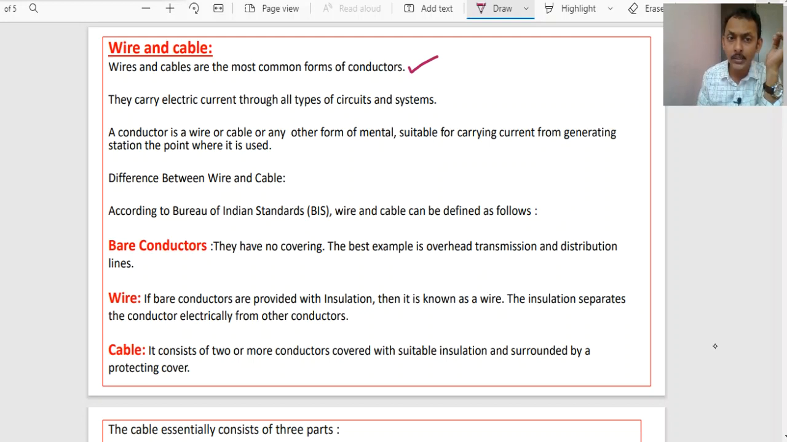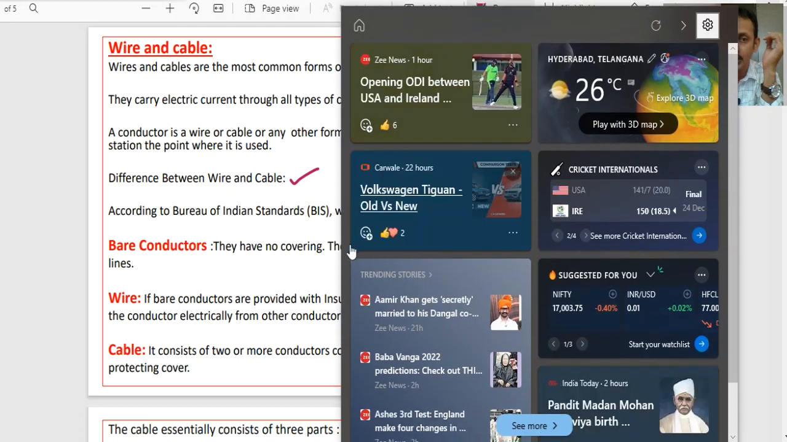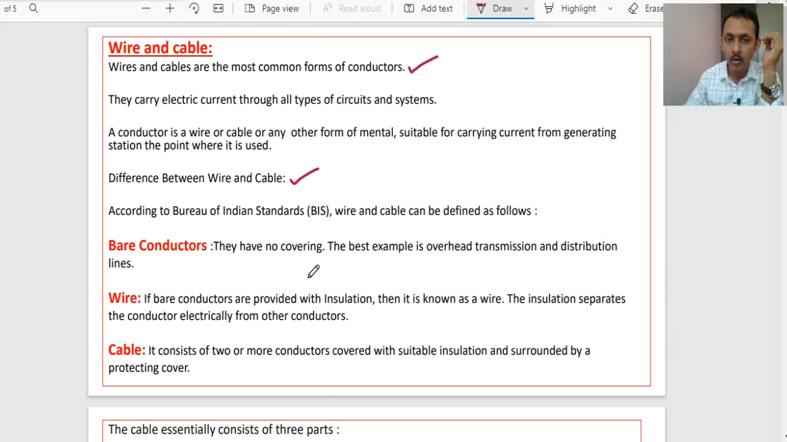Obviously there is a difference between the wire and cable. Of course, both are conductors only, but there is a difference between the wire and cable. How do you understand that? According to the Bureau of Indian Standards, BIS, the wires and cables are defined as follows. What are those? If it is a bare conductor, it is not going to have any covering.